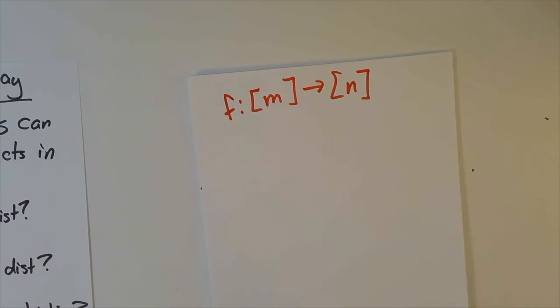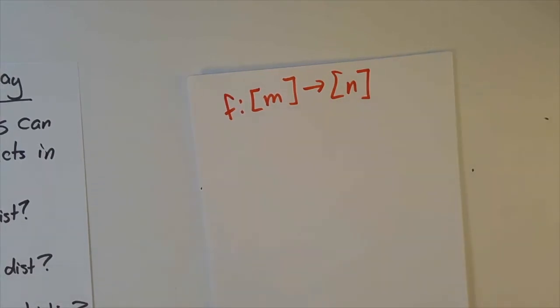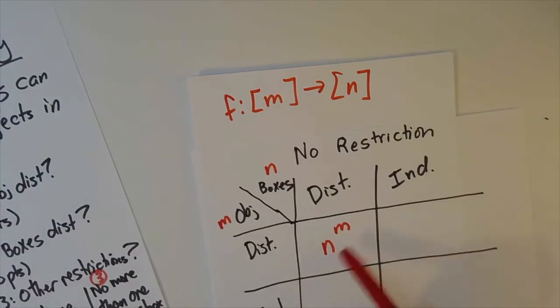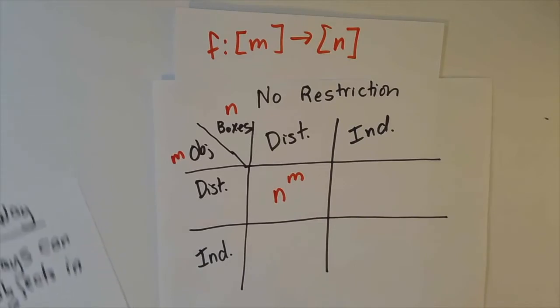Okay, so to start with, let's just do the no restriction. Functions from m to n, how many of them are there? Well, for each of these m things, I have to choose which of the n places to send it to. So that is going to be n to the m total ways. Okay, so that is our distinguishable category.